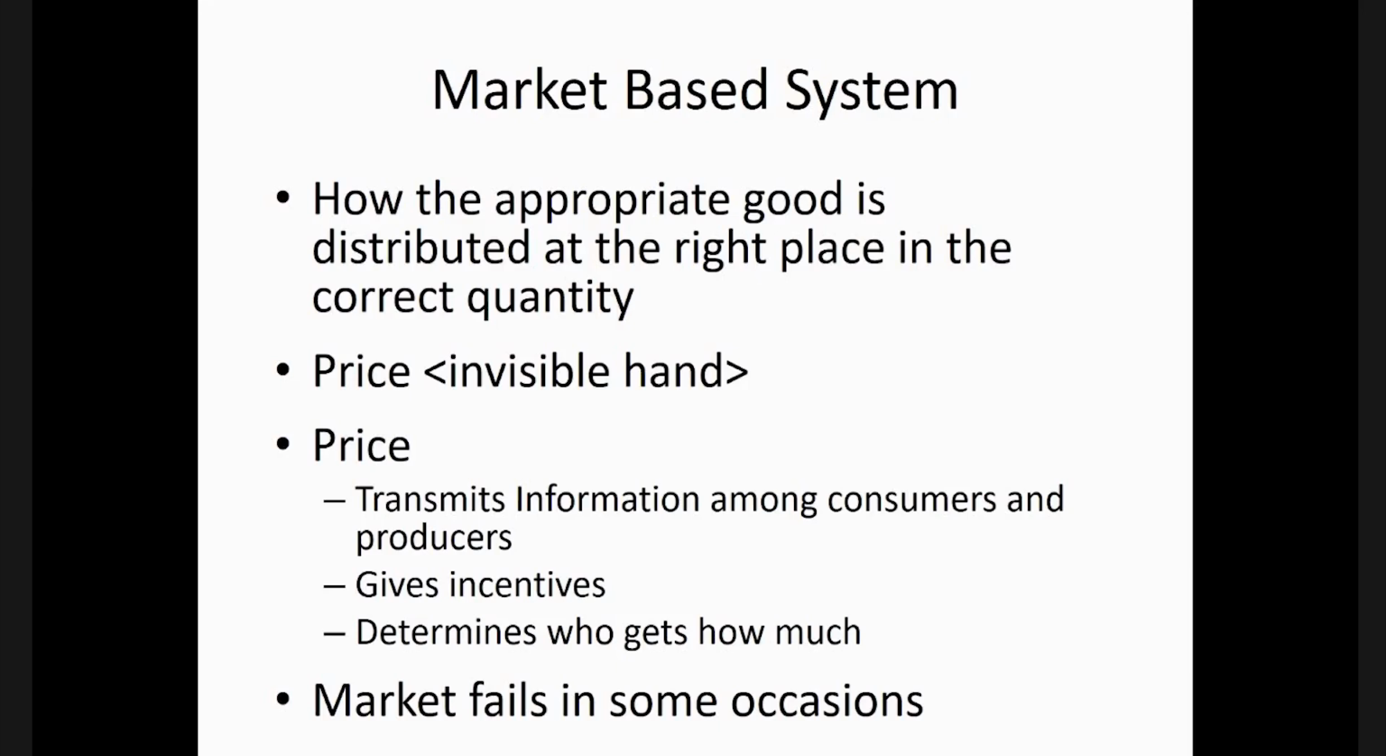The people who can pay money, they will get more. The people who cannot pay, they will not be getting any. So that is how the market-based system answers the three fundamental questions in economics: what to produce, how to produce, and for whom to produce. So what to produce? The producers will produce something that can be sold, that would be bought in the market.